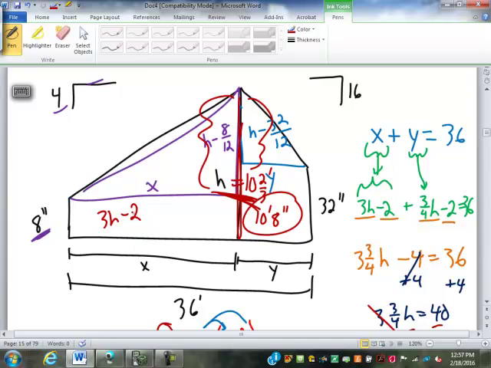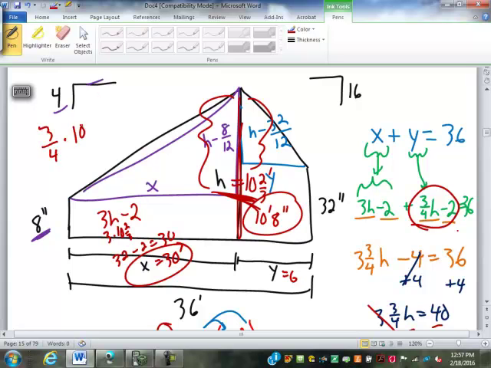Okay. So x is 3h minus 2. 3 times 10 and 2/3 is what? 32. Minus 2 is 30. So x is 30. Now we know y is going to be 6, but let's just verify it. Y is 3/4 h minus 2.